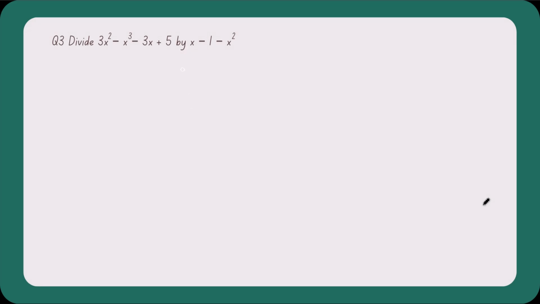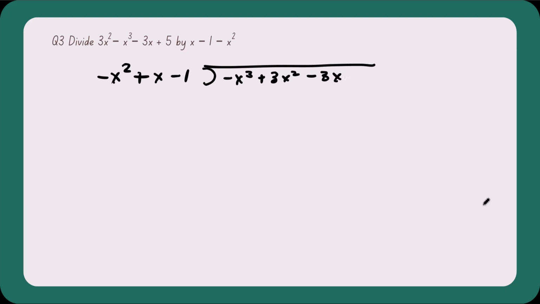Okay, so the next question we have 3x square minus x cube minus 3x plus 5 and x minus 1 minus x square. So we'll write it in the correct order. So first we'll have minus x square, right? Then we have plus x, then we have minus 1. Then we'll write it in the right order for the inside also. We have to write minus x cube. Then what do we have? We have plus 3x square. Then we have minus 3x plus 5. So this is the correct order, right?